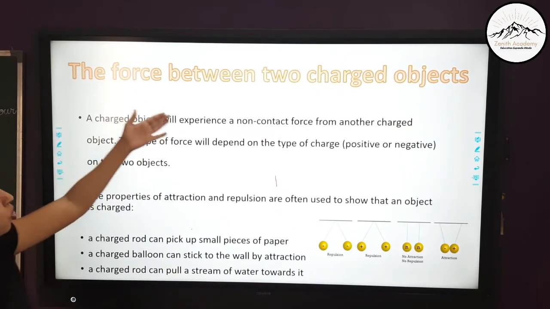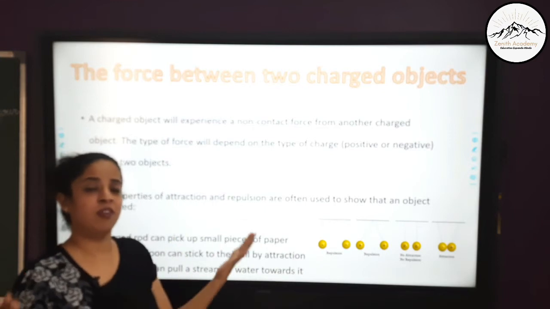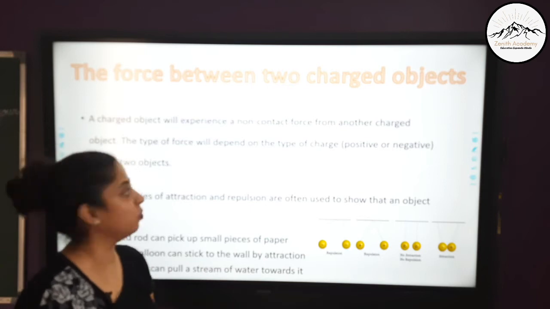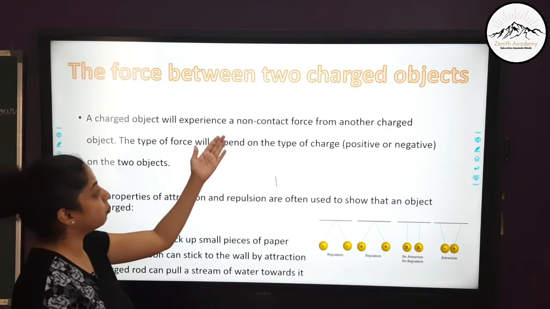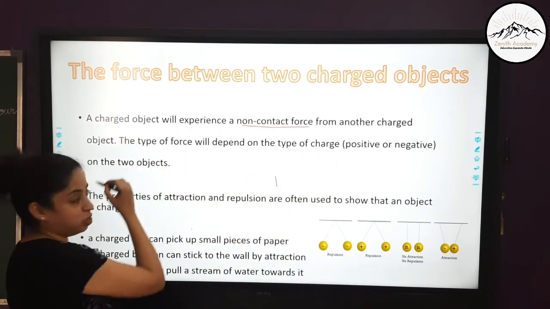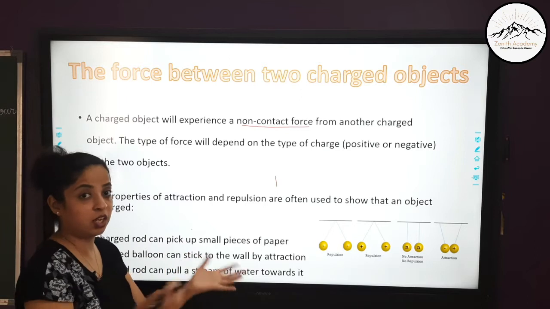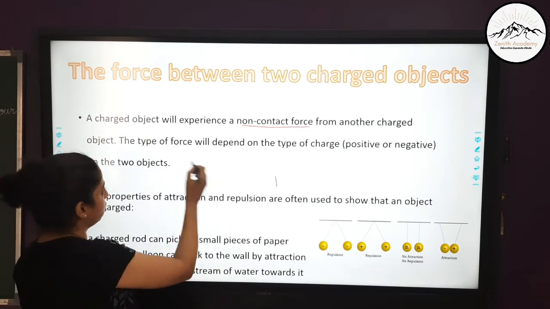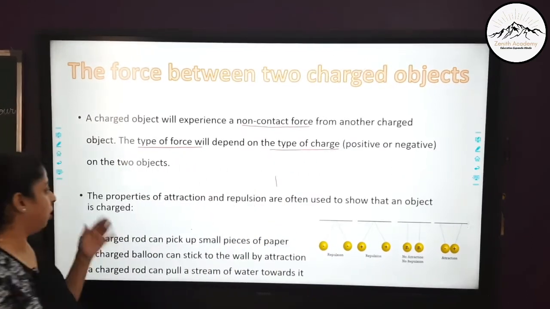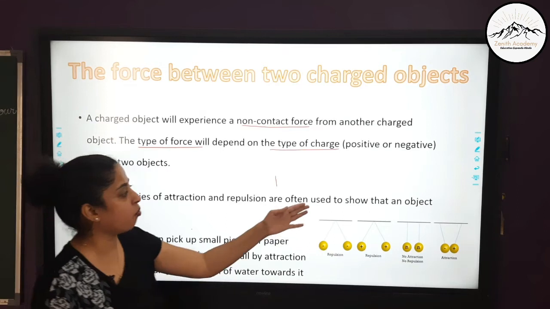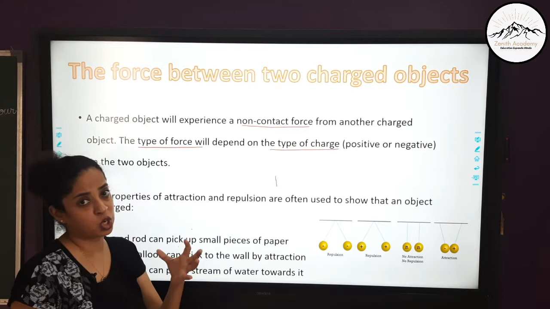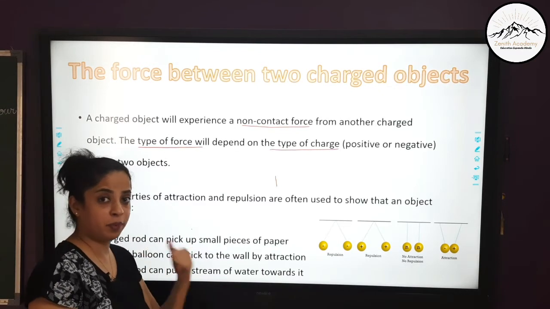Now what is the force between these two charged objects? Whenever we bring two charged objects close to each other, what is the force that is acting between them? A charged object will experience a non-contact force from another charged object which is there in its vicinity, close to it. The type of force that will act on it will depend on the type of charge. The properties of attraction and repulsion are often used to show that an object is charged. So how do we know that a particular object is charged or not? We see its property of repulsion or attraction.